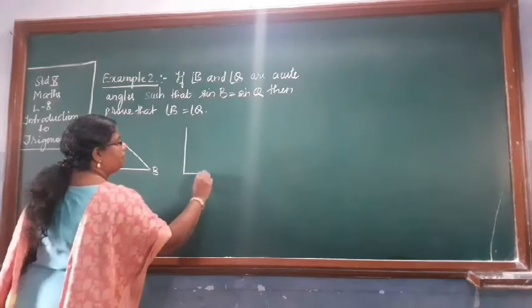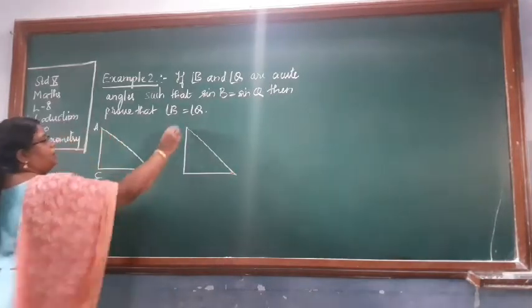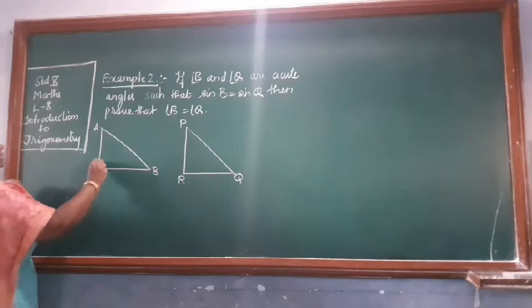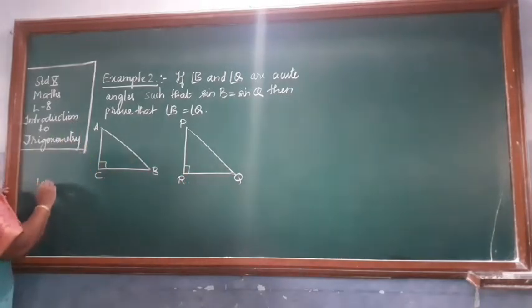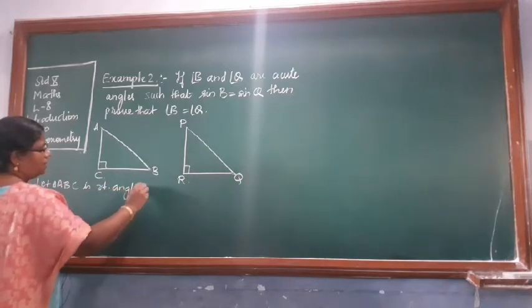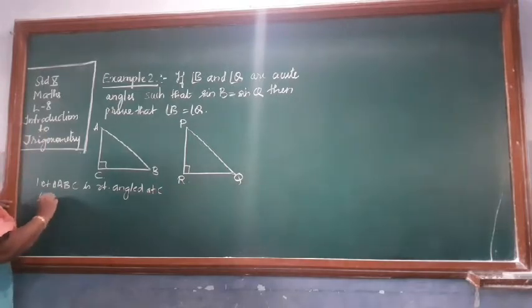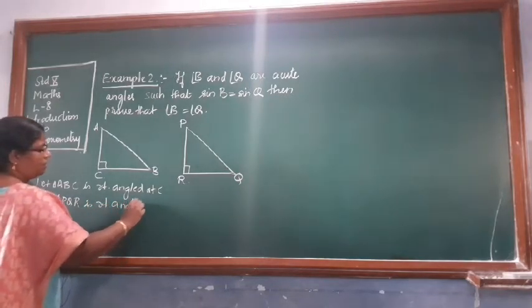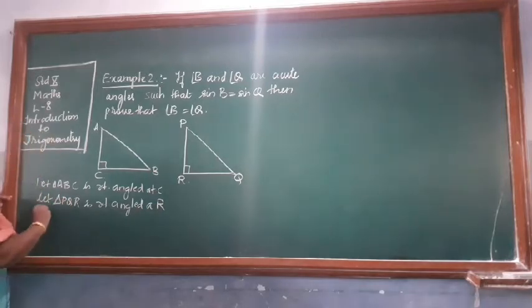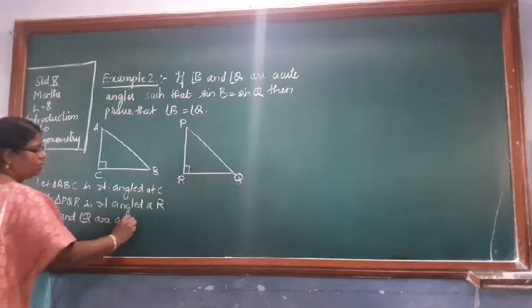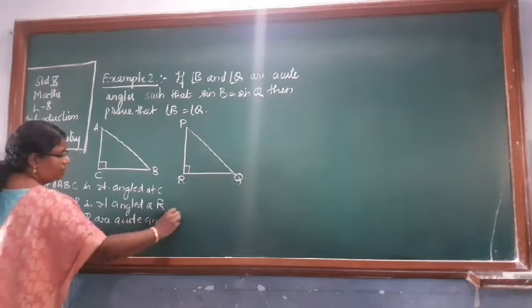Another triangle P, Q, R. We can take two right angled triangles like this. Let triangle ABC be right angled at C, and let triangle PQR be right angled at R. Angle B and angle Q are acute angles, given.